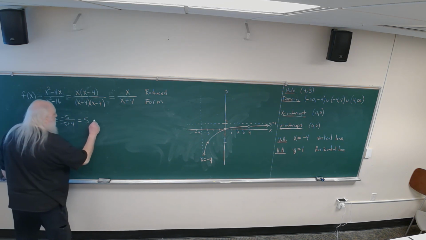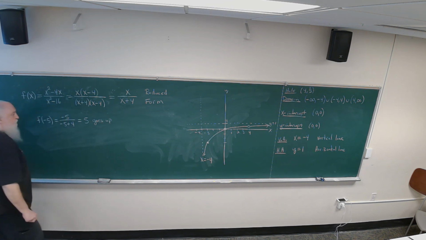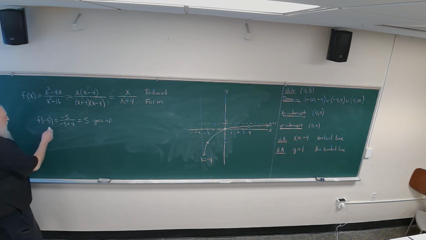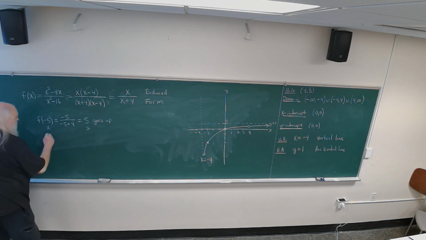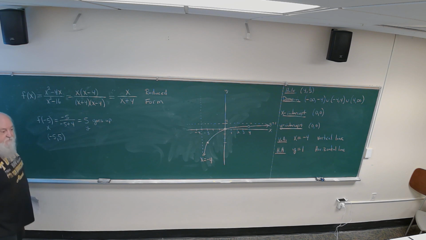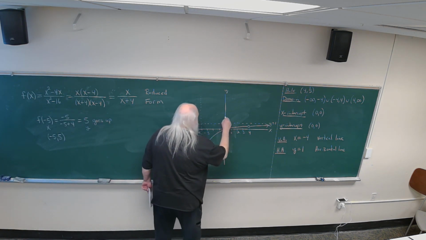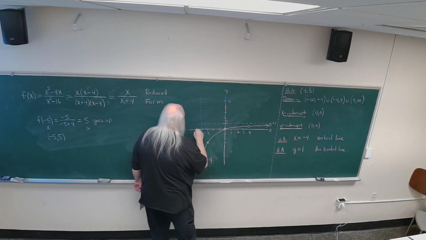So, since the value of the function is positive, we know the graph goes up on the left side of the vertical asymptote. We also know -5 is the x-coordinate, 5 is the y-coordinate. We also know that the graph passes through the point -5, 5. So here's 1, 2, 3, 4, 5 on the y-axis.